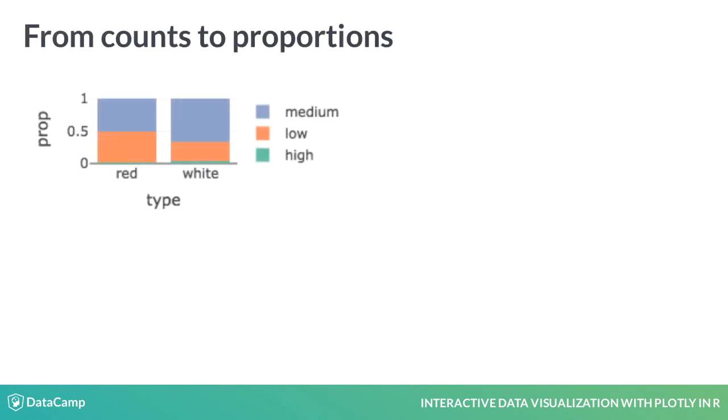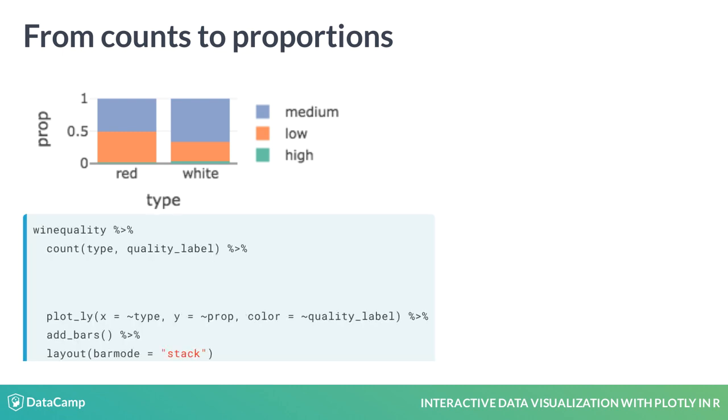The stacked bar chart of the counts we just created is useful for comparing the total number of high, medium, and low quality wines across type. If, however, we are interested in comparing the distribution of quality between red and white wines, it may be more useful to plot proportions on the y-axis.